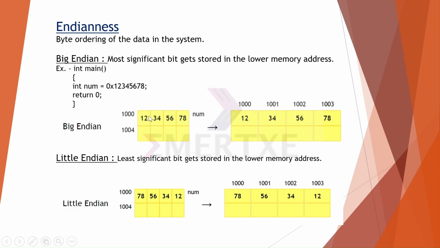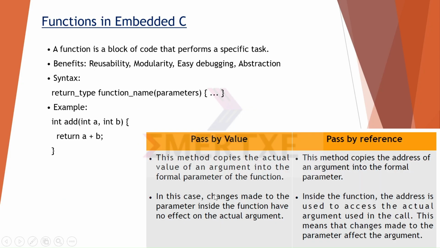Here we see an example where in the big endian system, the most significant byte is stored in the lower memory address. And in the little endian system, the least significant byte, that is the 78, is stored in the lower memory address. Now we will discuss functions in embedded C.